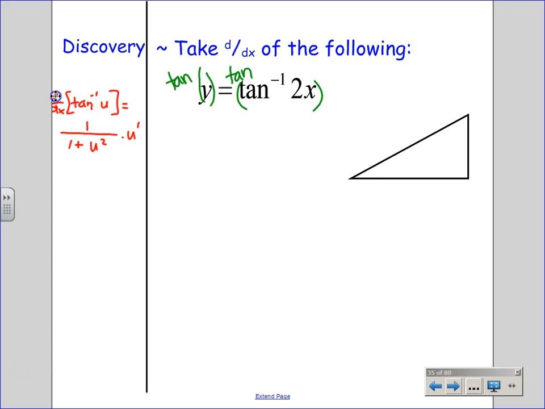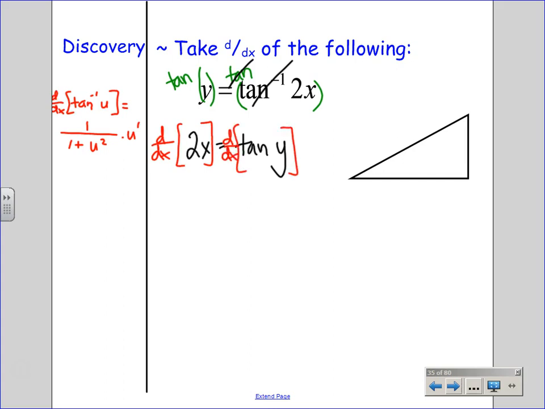What's going to cross out? Tangent and tangent inverse. So we end up with the equation 2x equals tangent of y. Our end game is dy/dx, so what are we going to do now that it's written like this, guys? Just go implicitly, derive both sides. You guys, get ahead of me a little bit. You should be able to do the implicit. I want you to find dy/dx.